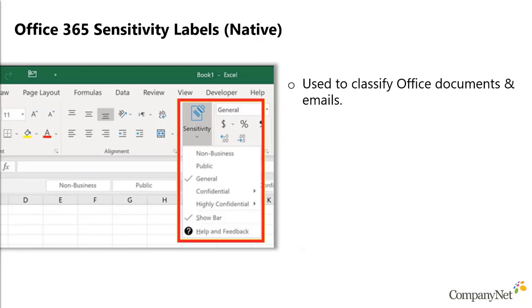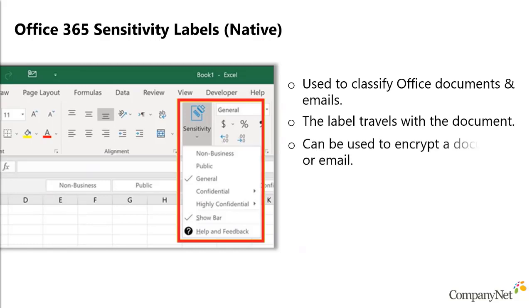You can also apply auto labeling, which is more of an E5 functionality, so an E5 license, but it allows you to automatically assess and classify existing data within the cloud, and then onto the on-prem hybrid scenarios as well, which I'll talk about in a moment. So yeah, the label travels with the document, which is really important to know.